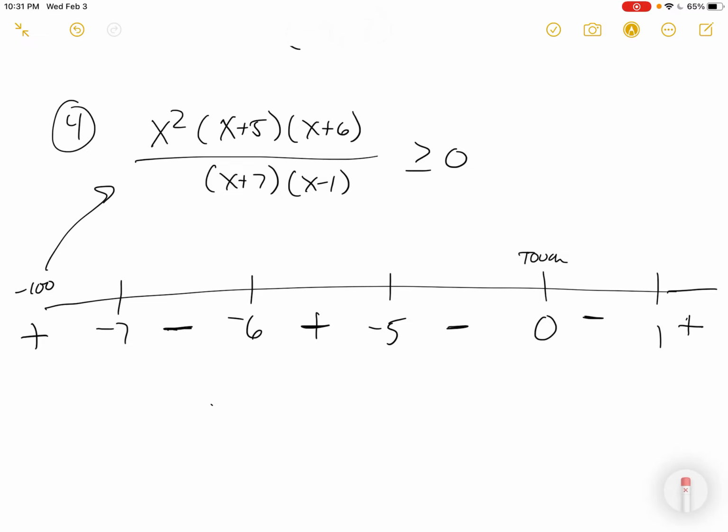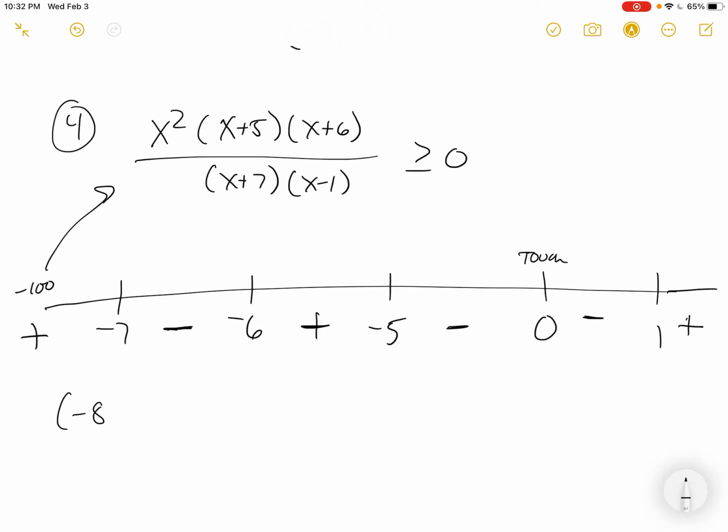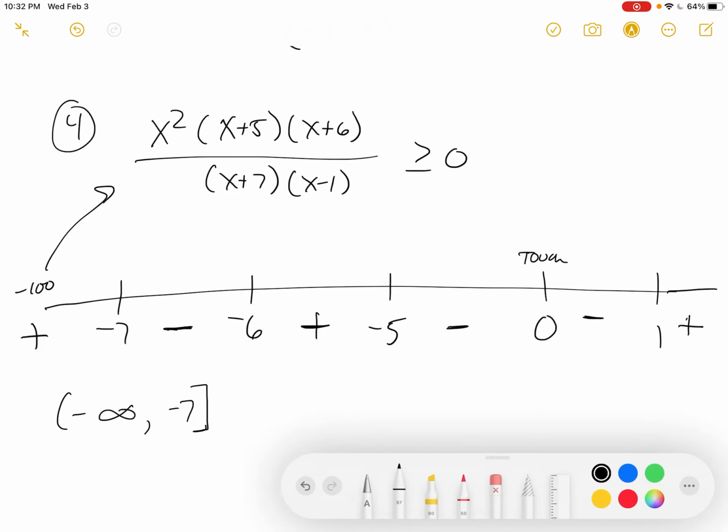So look at what the question's asking. The question's asking where we're greater than or equal to 0. Well, we see from negative infinity, whoops, not negative 8, from negative infinity all the way up to negative 7, we are positive. Now, here's the key. It will totally be marked wrong if you use a square bracket. That should not be used because negative 7 doesn't make us 0. Negative 7 is not even part of the domain. You can't even include it.